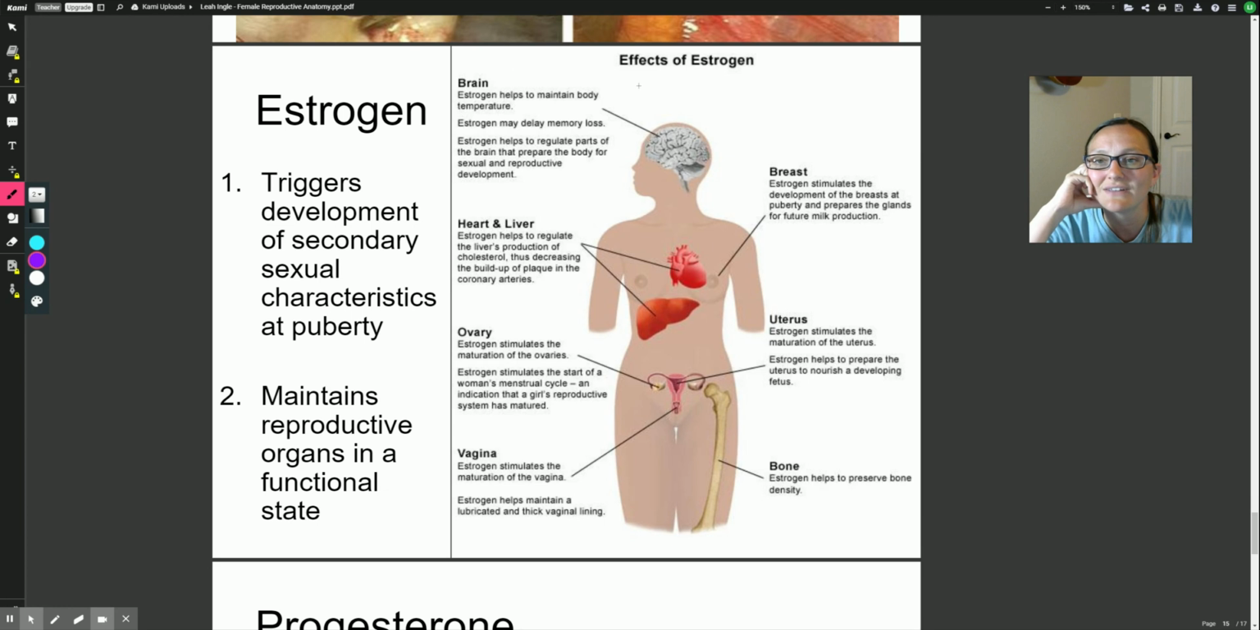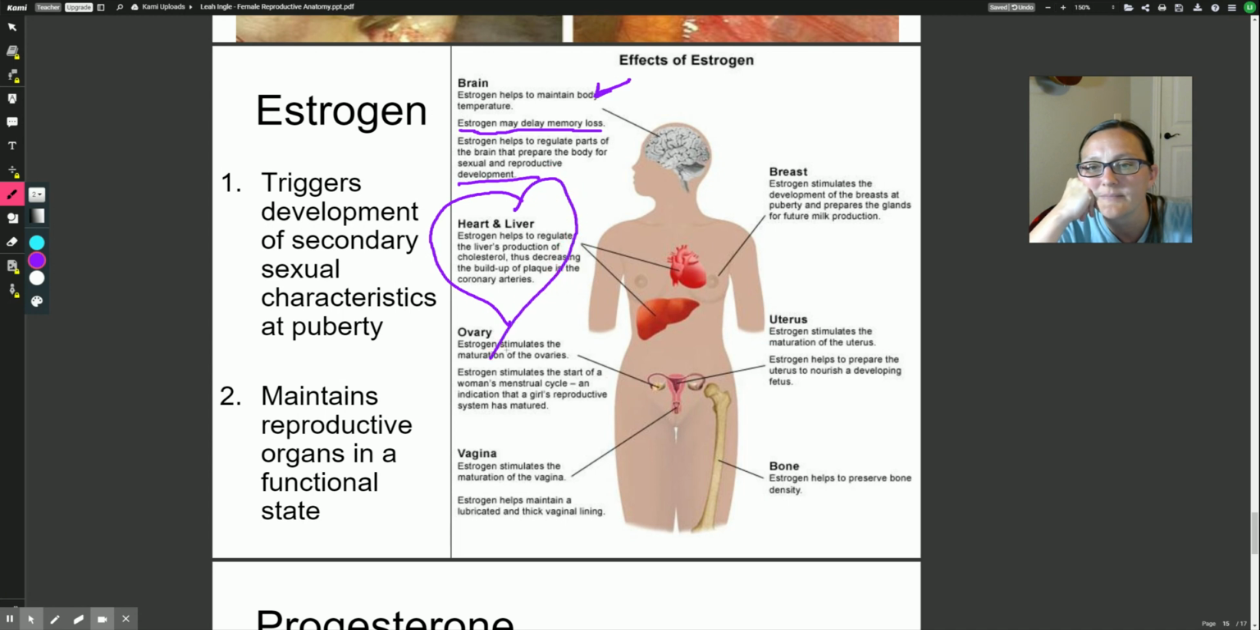Estrogen is one of those things that helps you maintain homeostasis as a body temp. The cool thing is that estrogen may delay memory loss. That is awesome. Major perk. Whoop, whoop. Okay, so we already know that part. Oh, yes, estrogen does help regulate cholesterol. So it makes coronary heart disease and stuff like that have lower percentages in women and higher percentages in men. We have talked about the ovary. We've talked about the vagina.